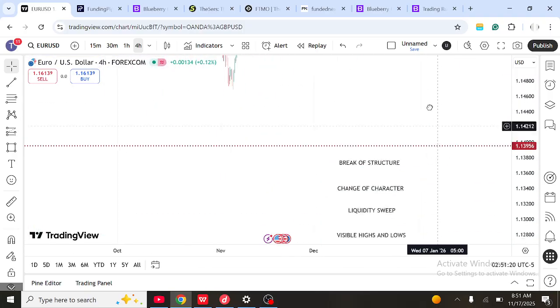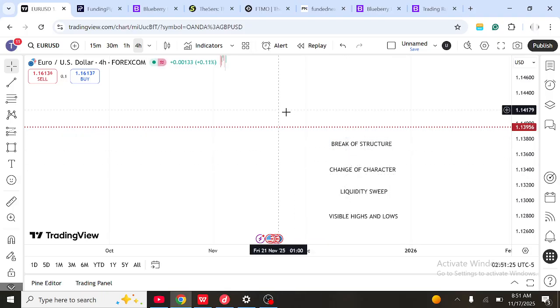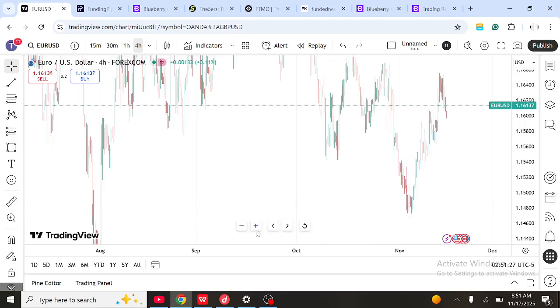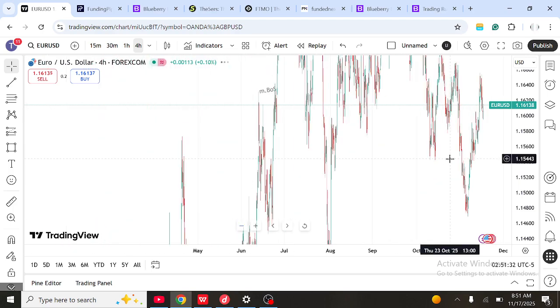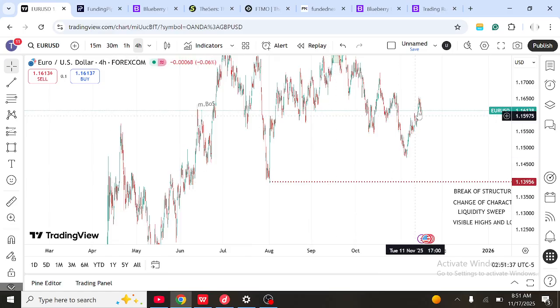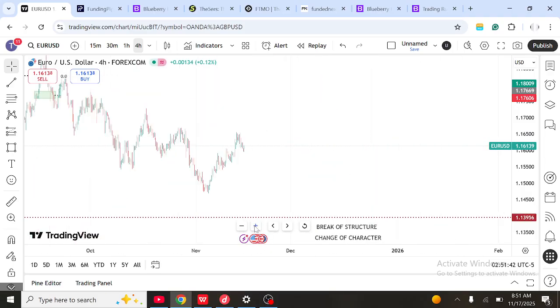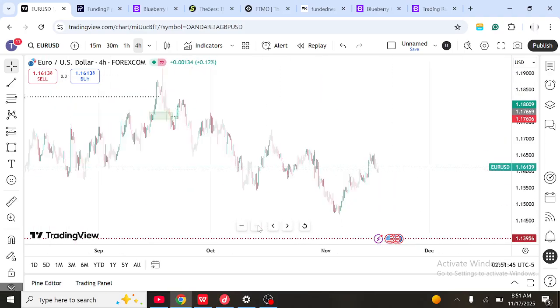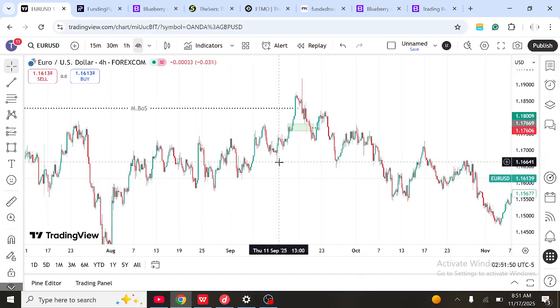So the next one is change of character. The first one is what I just explained now. The next one is change of character. All right, but I might not be able to use the change of character that I have here as an example, because price has not gotten to this level. Okay, but I'm going to use this change of character that I have here. The reason why I'm going to use it is because it still falls under my liquidity concept.